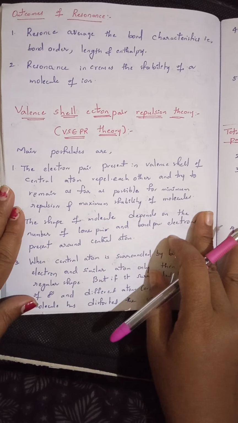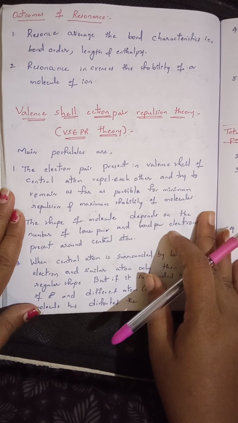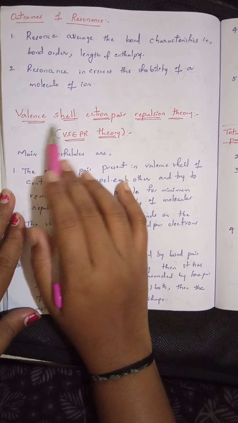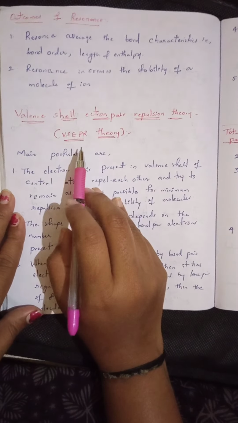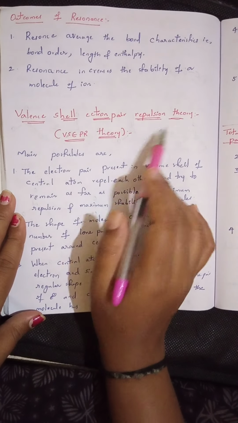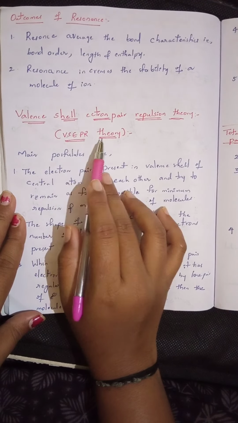Hi everyone. In this video, I am going to explain an important theory of chemical bonding and molecular structure, that is valence shell electron pair repulsion theory. Valence shell electron pair repulsion theory is also known, in short, as VSEPR theory.